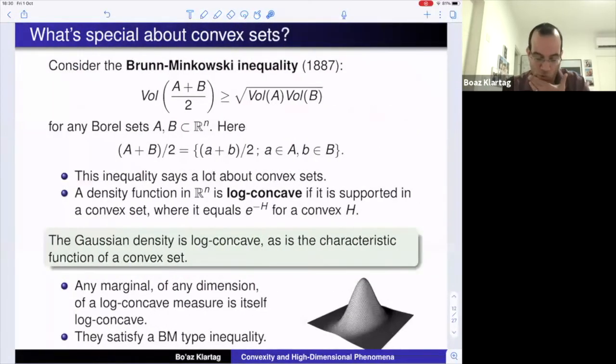So let's discuss some more mathematical properties of convex sets. So what's special about convex sets? Why would you study these convex sets in high dimension?